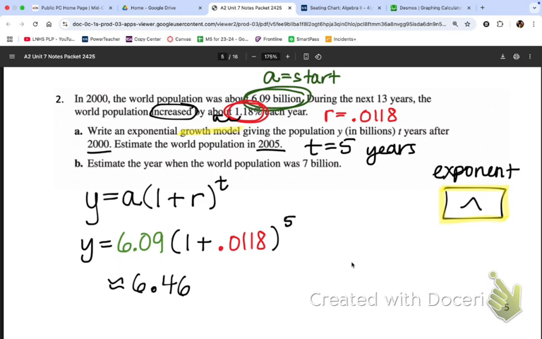What are we talking about here, by the way? Units? Billions? Billions of what? People. Thank you. It's population, folks. Sorry.